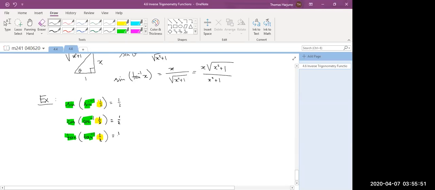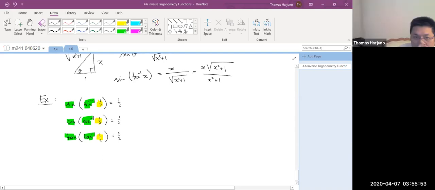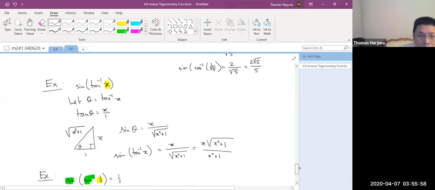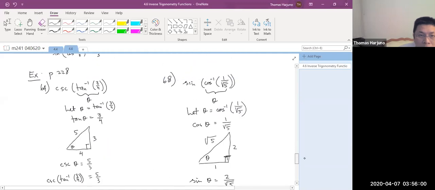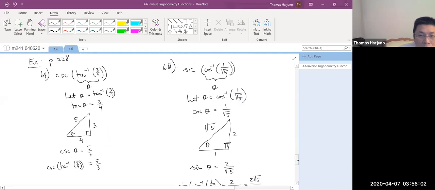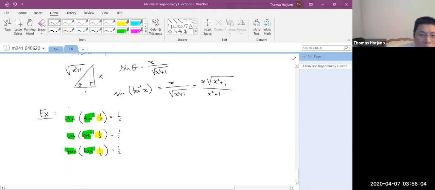What if it's cosecant and sine? Then we have to do it the way we did earlier. The way we did this. You see? Okay. Only when they are exactly the same trig function, sine inverse, then they do cancel.